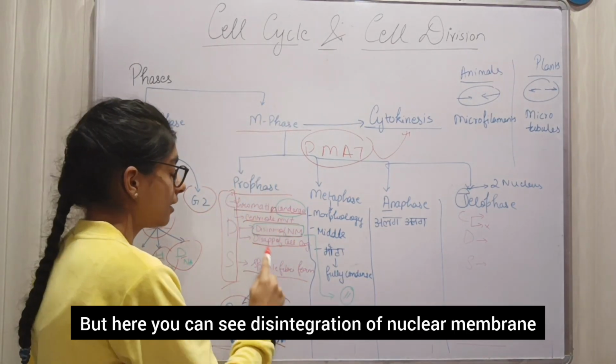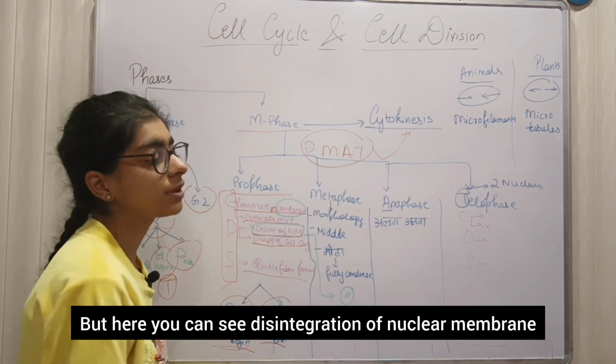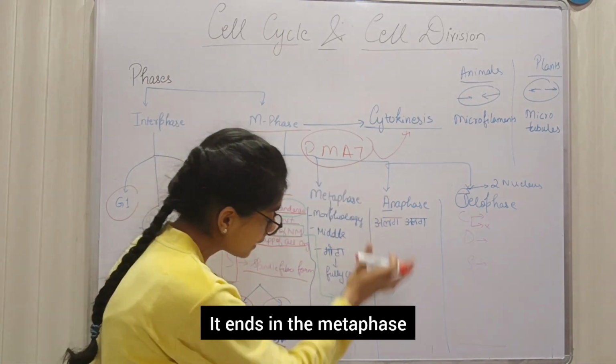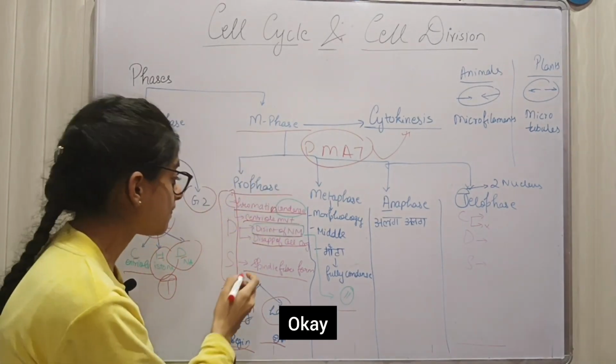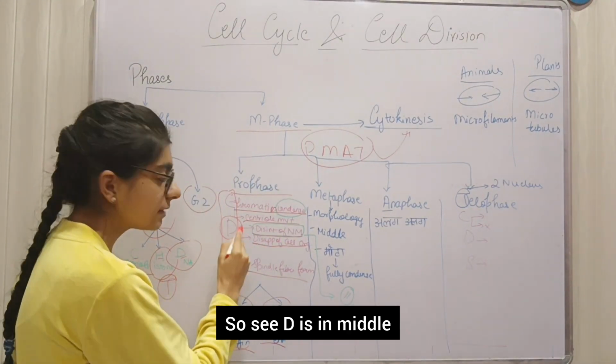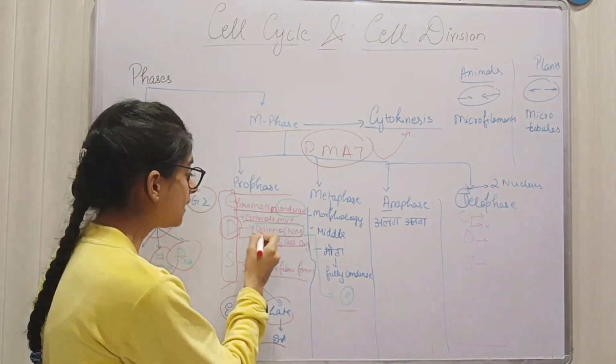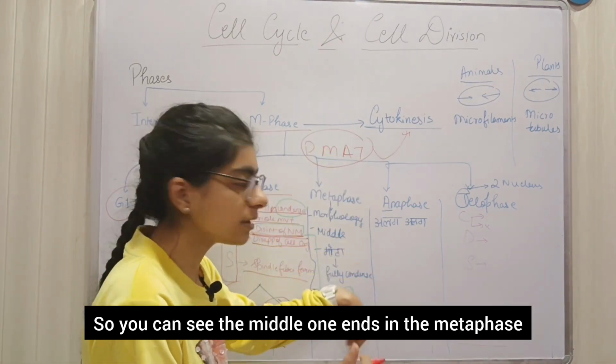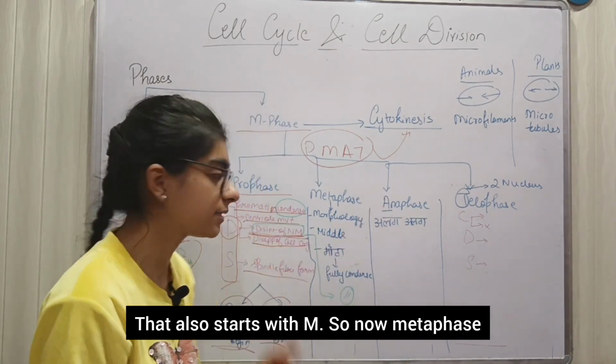But here you can see disintegration of nuclear membrane does not finish here. It ends in the metaphase. So see, D is in the middle, right? And this is the first one. So you can see the middle one ends in the metaphase, that also starts with M.